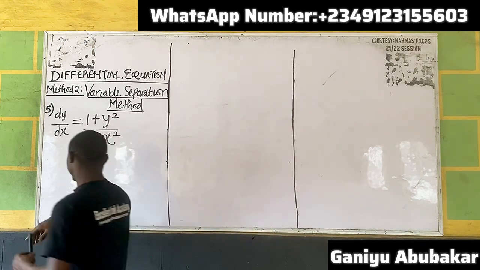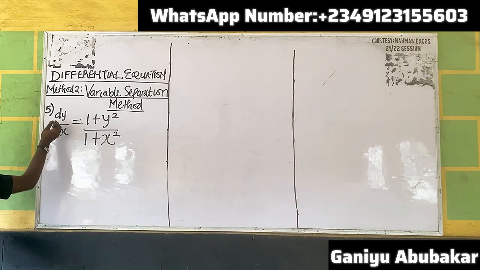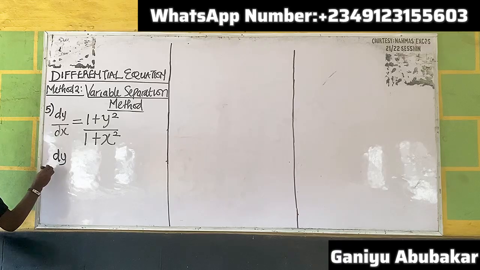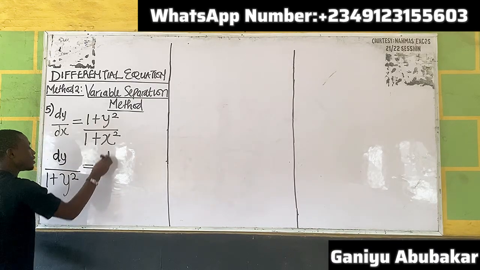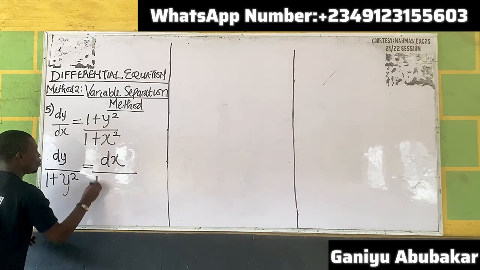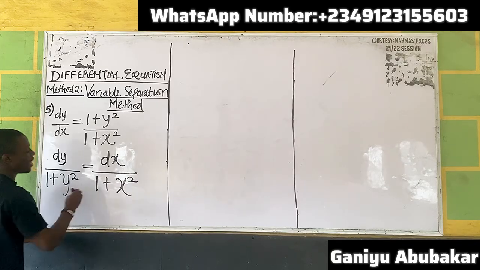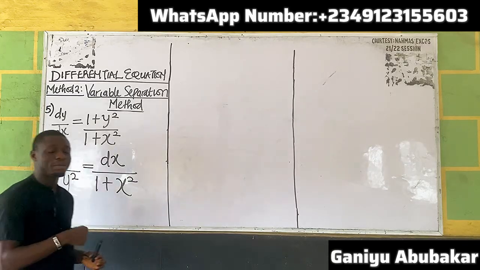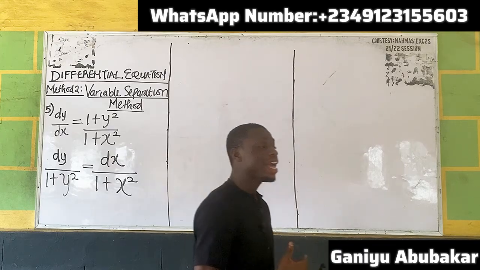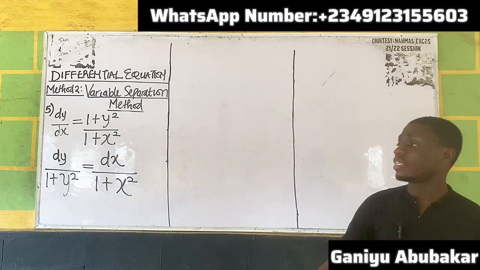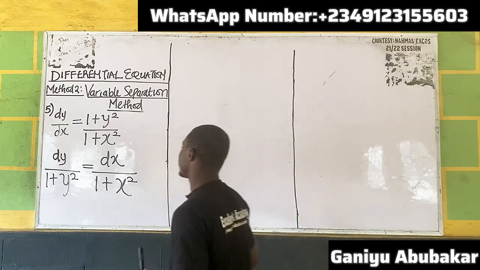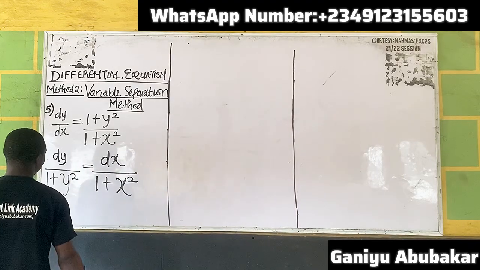So from here, I can say that dy over 1 plus y squared equals dx over 1 plus x squared. I have brought them together and collected like terms. I have brought the y and the term having the y to the left hand side. I've also brought the term having x and the x to the what? Right hand side of the equation.